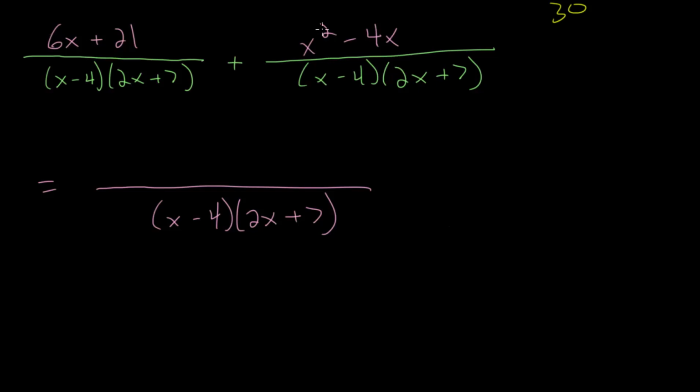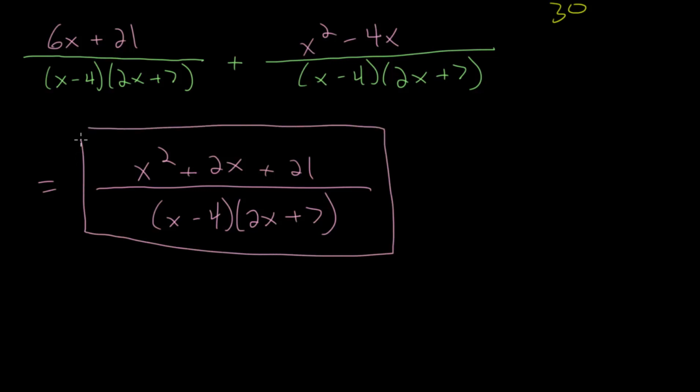But for our numerator, well, we have an x squared. That won't cancel out. We have 6x minus 4x, so that's plus 2x. And then we have plus 21. And we could try to factor and simplify, but it won't work. This top quadratic is not factorable. So this right here will be our fully simplified final answer.